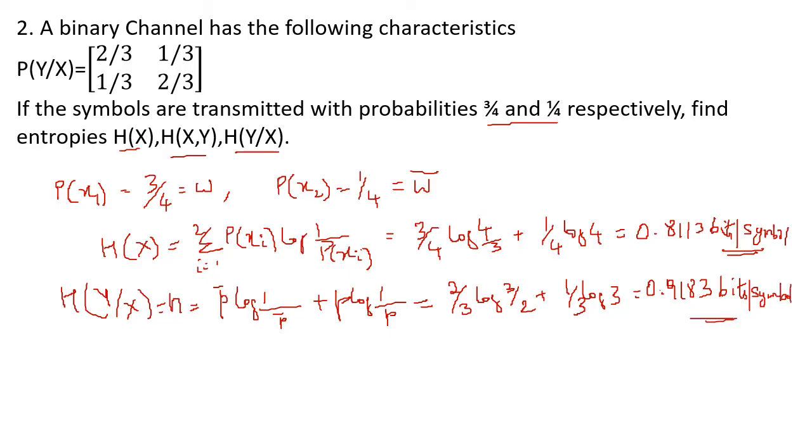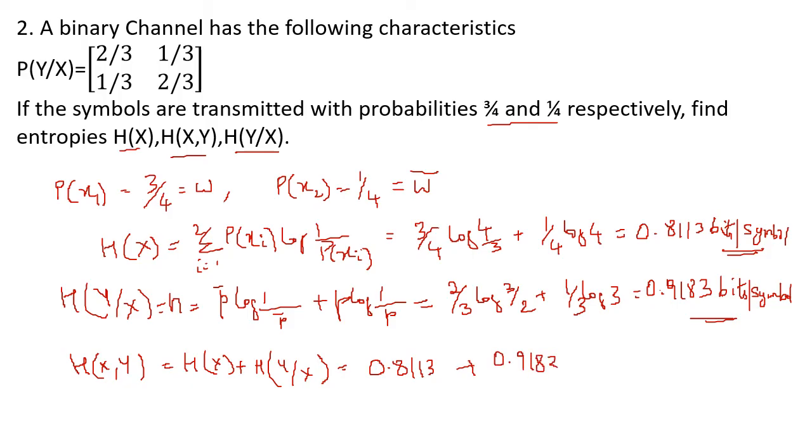Now by using the relationship of joint entropy, we can write H(X,Y) as H(X) plus H(Y/X). So after substitution, H(X) is 0.8113 and H(Y/X) is 0.9183. So we are going to get this answer H(X,Y) as 1.7296 bits per symbol.